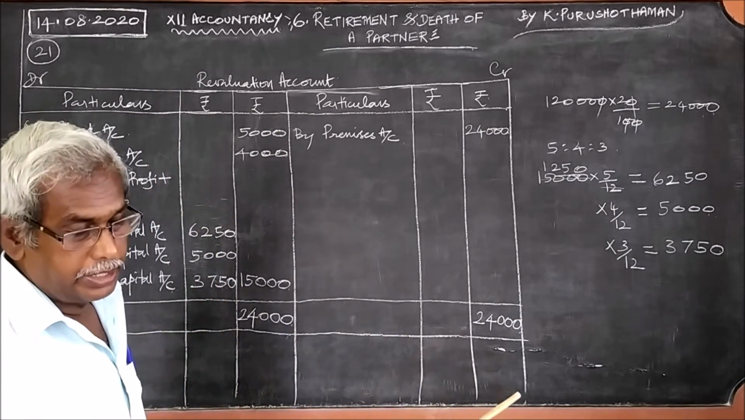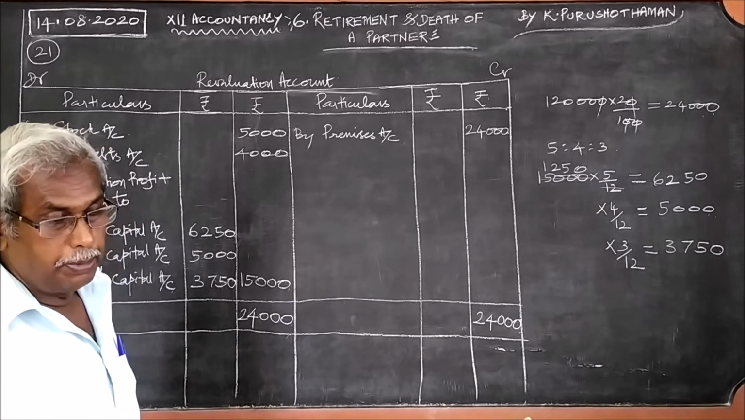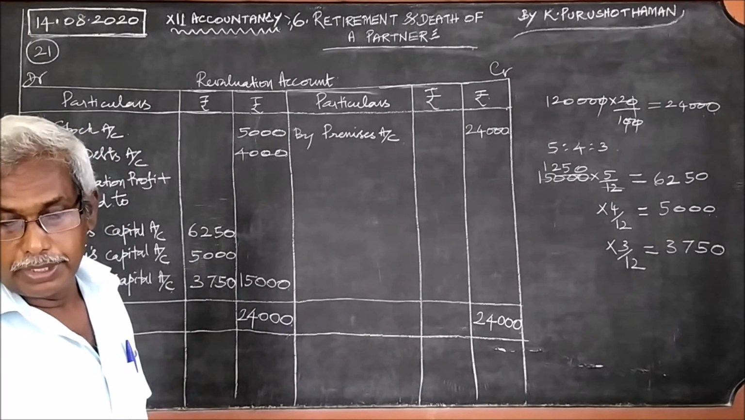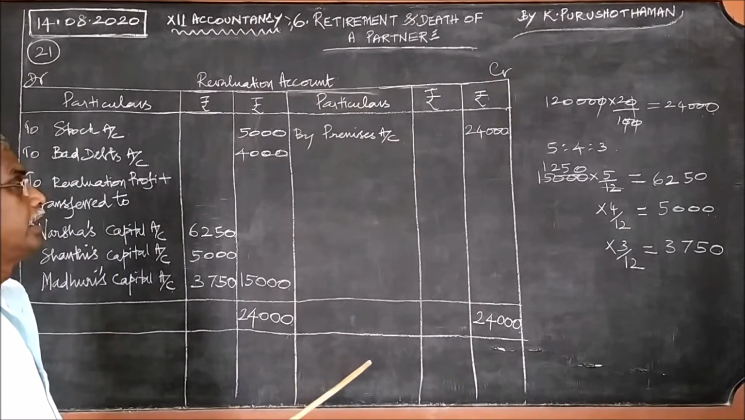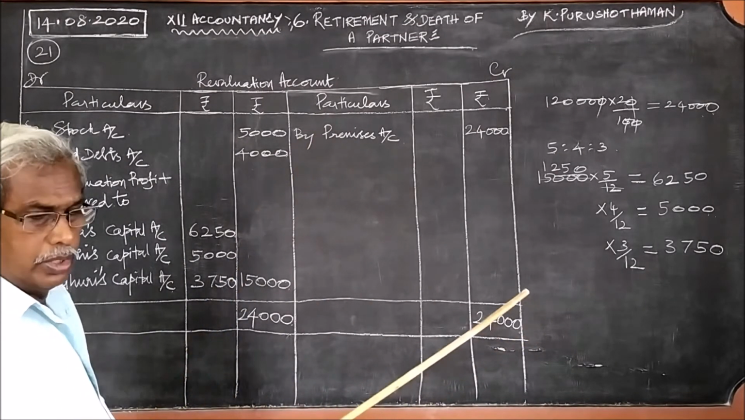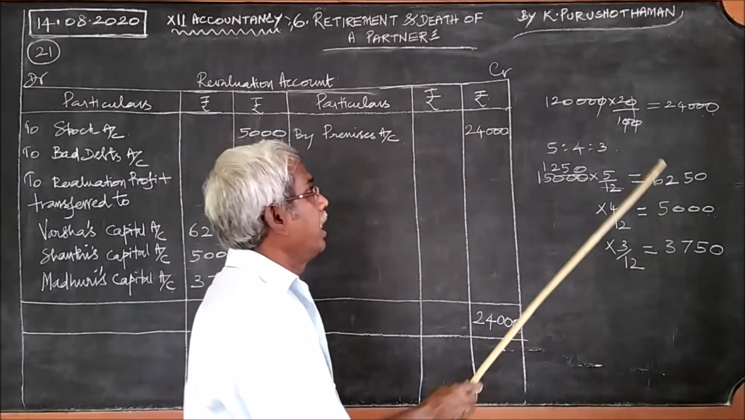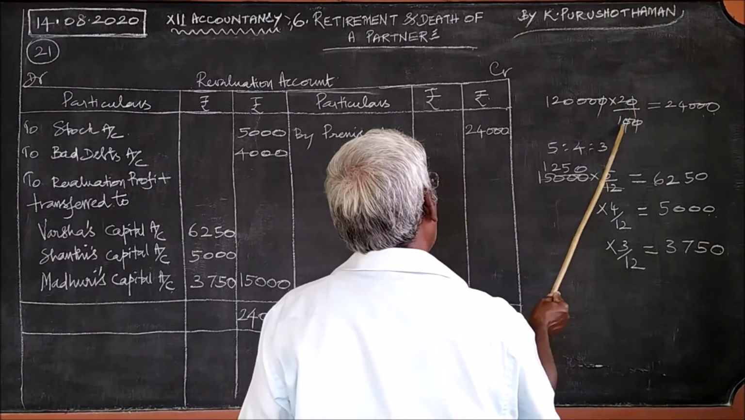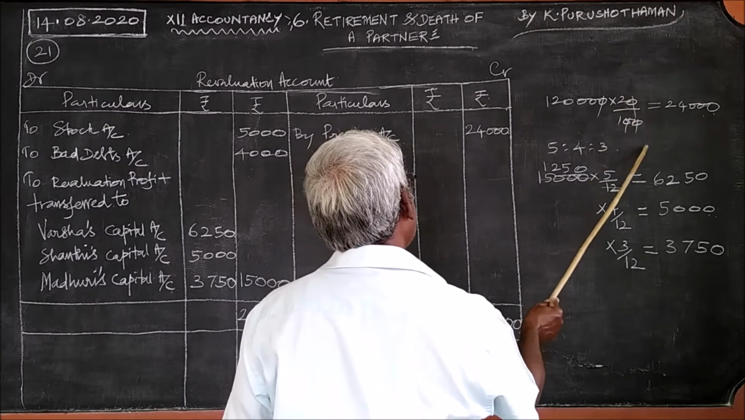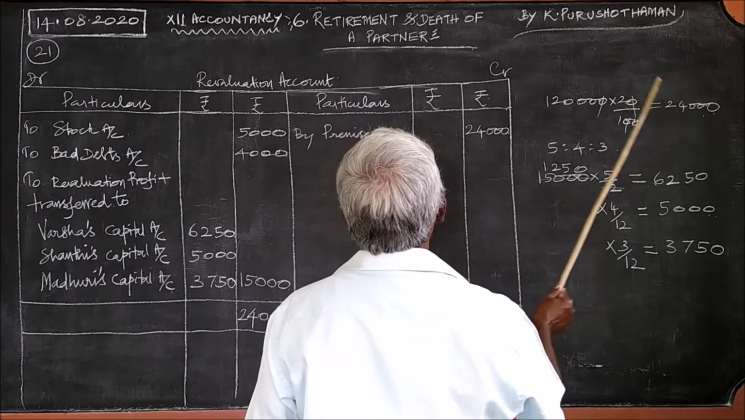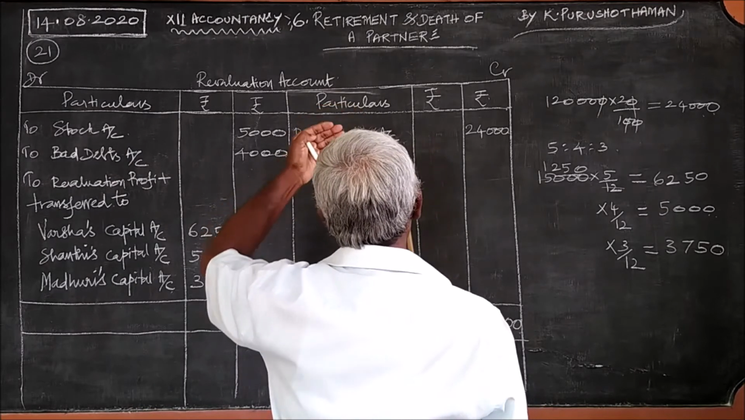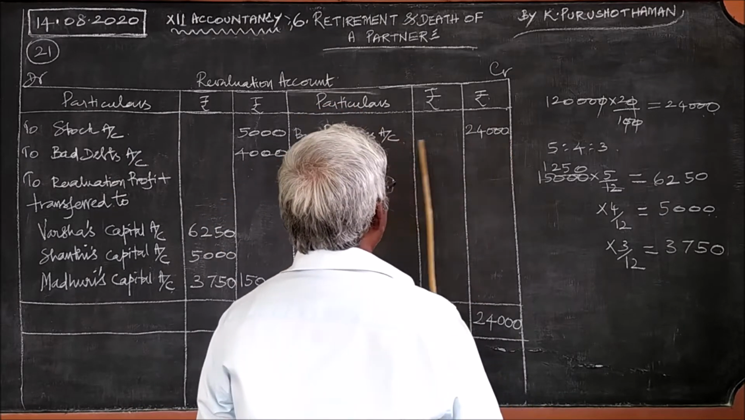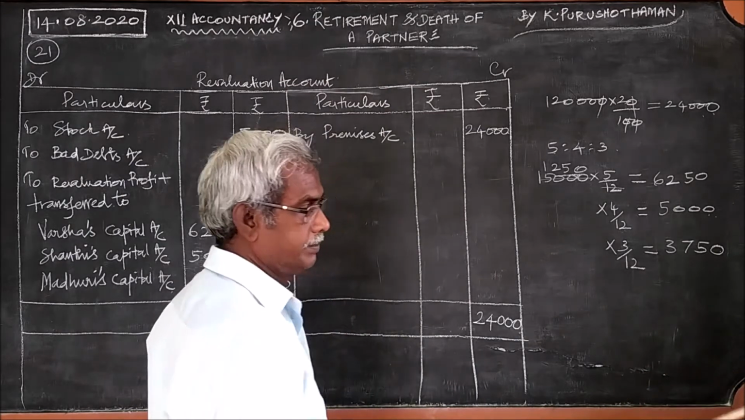Then the second point, premises is to be appreciated by 20%. How is it appreciated 20%? The value of premises is 120,000 and out of it 20%, 20 by 100, you can calculate 24,000. Since the value of premises is increasing, it is 24,000. We can write on the credit side.